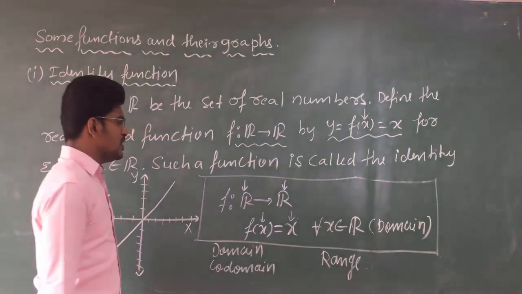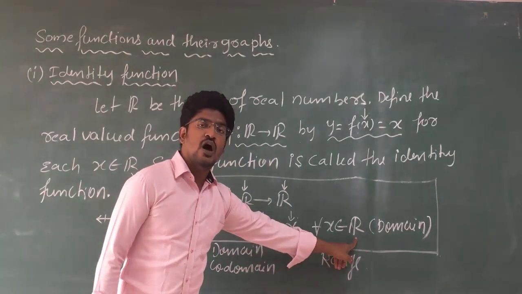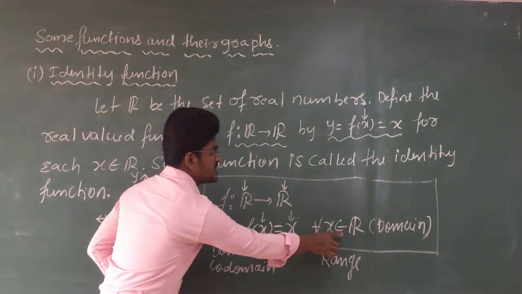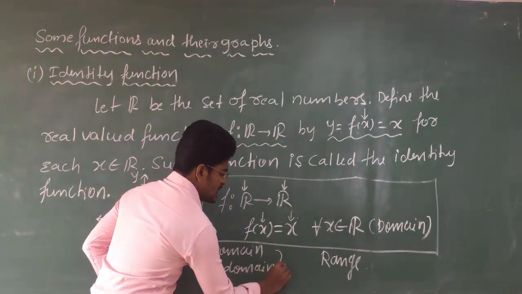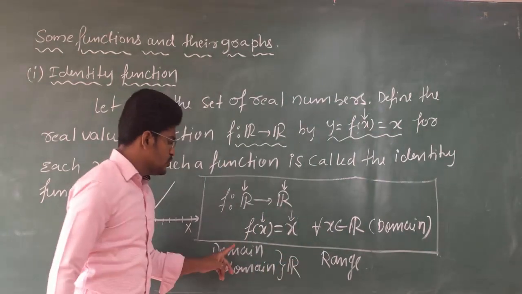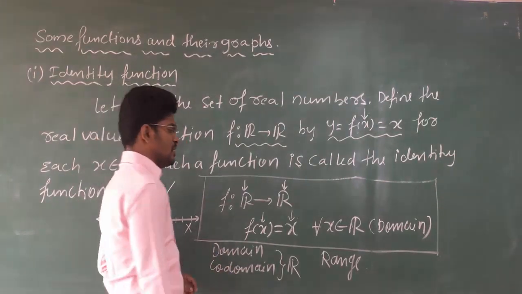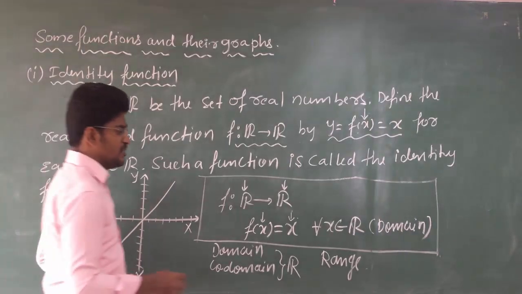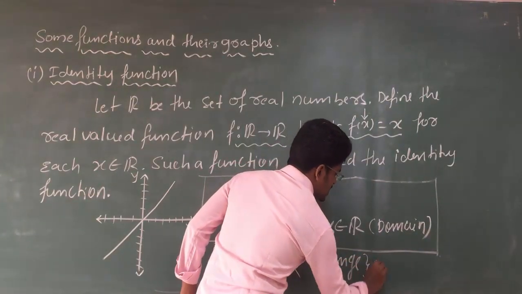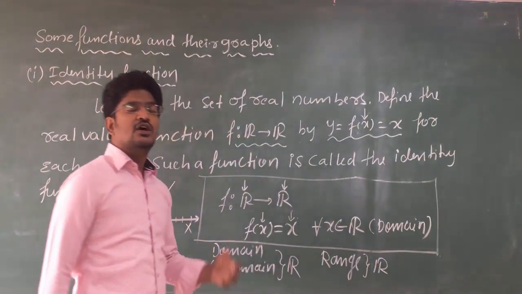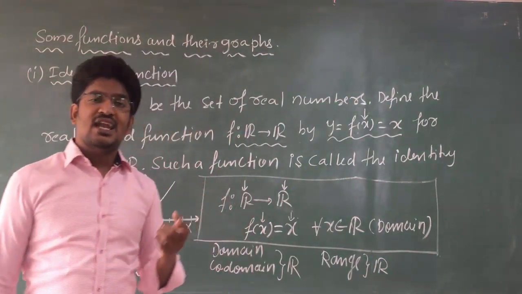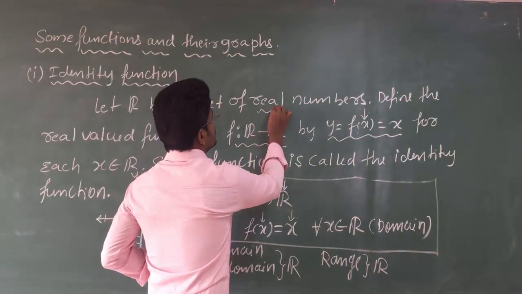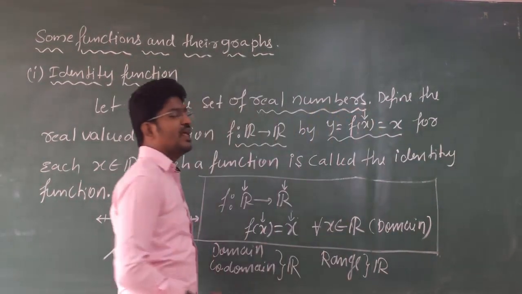Clear? So, see, for every x belongs to R, that means from the domain. So, domain is a real number set. Here, codomain is also a real number set. Domain is also a real number set. Codomain is also a real number set. And see the graph. Graph is also the complete real number set. That means range is also a real number set. That means domain, codomain, and range, all the three terms are real numbers. All the three sets are real numbers.